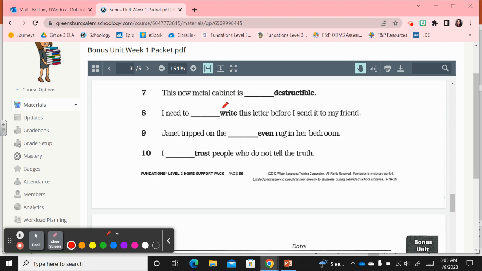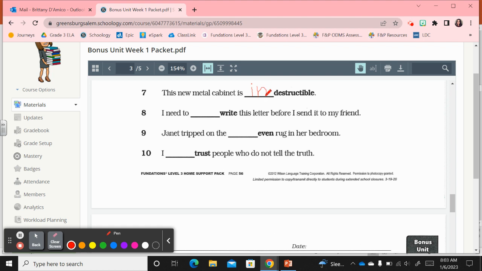Okay, number 7. This new metal cabinet is blank destructible. It means it cannot be destructed or broken. So is it destructible, undestructible, indestructible, or indestructible? Do we know? It's actually indestructible. I-N. Indestructible.